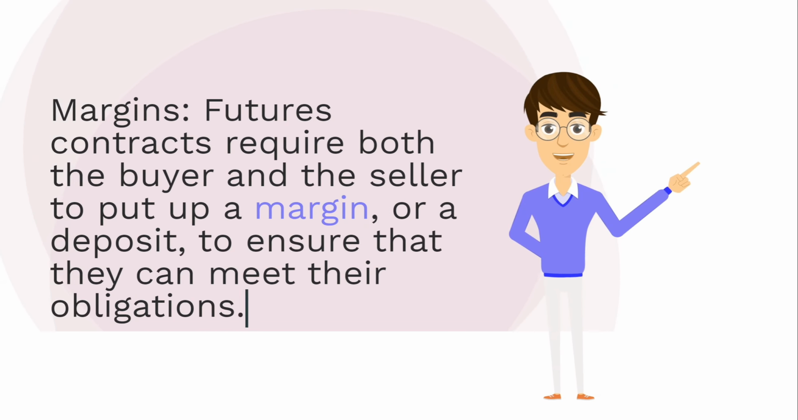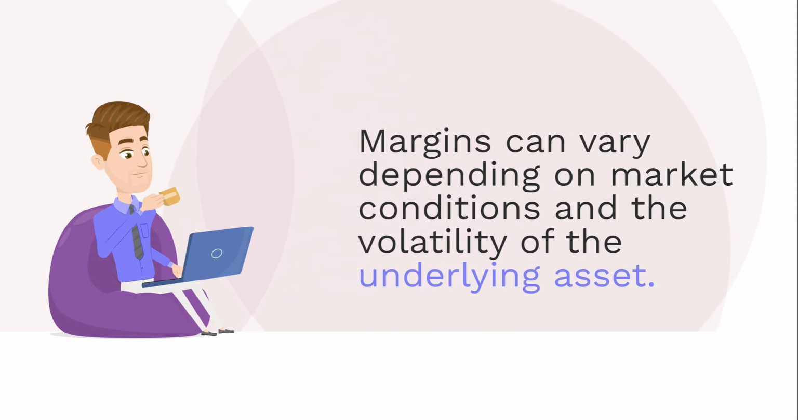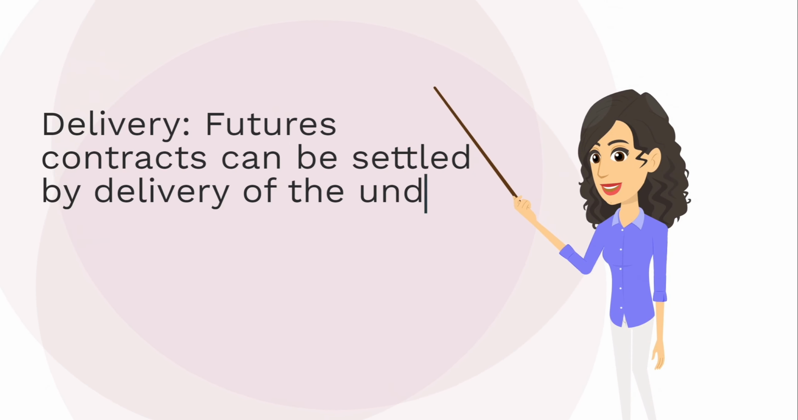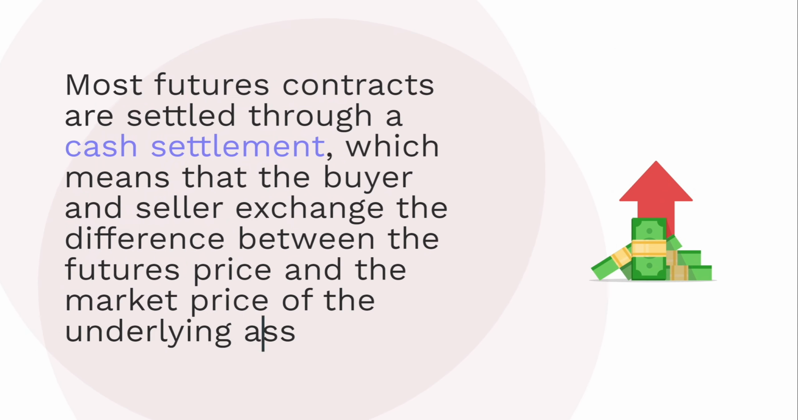Margins. Futures contracts require both the buyer and the seller to put up a margin, or a deposit, to ensure that they can meet their obligations. Margins can vary depending on market conditions and the volatility of the underlying asset. Delivery. Futures contracts can be settled by delivery of the underlying asset or through a cash settlement. Most futures contracts are settled through a cash settlement, which means that the buyer and seller exchange the difference between the futures price and the market price of the underlying asset.